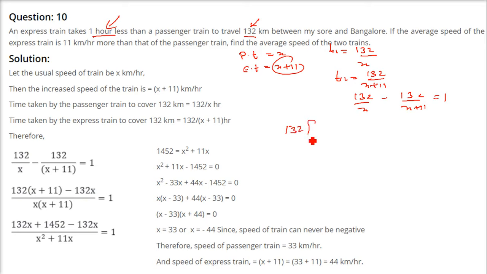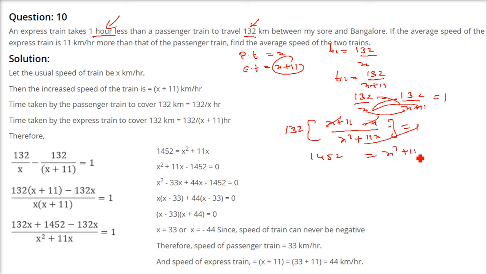So 132 we can take common, x plus 11 goes here, this x goes here, and this will be x square plus 11x. x square plus 11x equal to 1. This gets cancelled. 132 into 11 is 1452. I'm taking this on this side, so the equation becomes x square plus 11x minus 1452 equal to 0.